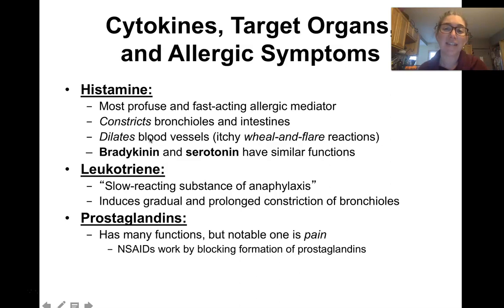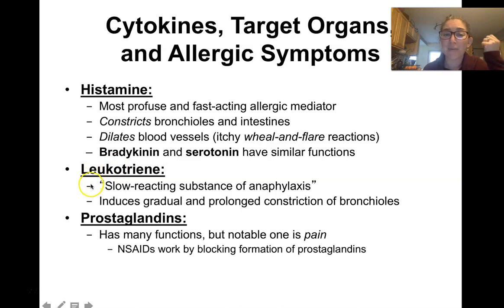But the classic signs of histamine are redness, caused by dilation of blood vessels. The dilation of blood vessels causes redness and edema, or swelling. And histamine also makes you very itchy. It stimulates nerves and gives you that sensation of itching. So that's why for a lot of allergies you take antihistamines, because they combat the effects of histamine, which is a major cytokine in allergies.